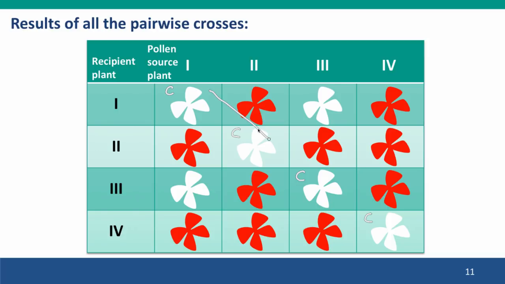Now, if we look at the other plants, the other boxes represent other crosses. On the one side, we have a set of crosses. And on the other diagonal, we have basically the reciprocal set of crosses, with them switching roles, being the pollen plant or the recipient plant. So we can just look at one half. And what we see is that all of the combinations, 1 with 2, 1 with 4, 2 with 3, 2 with 4, 3 with 4, are all red. But the combination 1 with 3 is white.